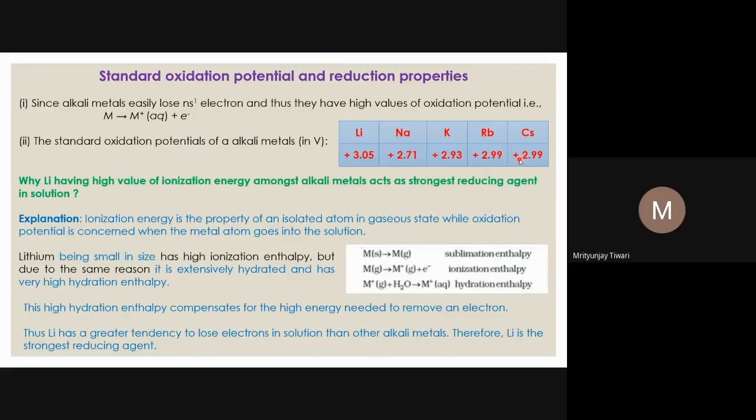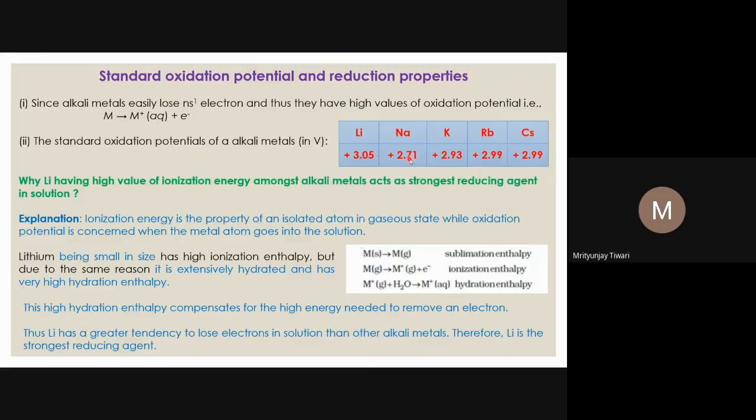So there is one tendency, that is the ionization enthalpy. The tendency of these metals to lose or donate electrons increases down the group. However, as the atomic size increases down the group, their ionization enthalpy and hydration enthalpy are also affected, which decrease down the group, as we have seen. So there is a competition between the ionization enthalpy and hydration enthalpy, and based on that we get a certain electrode potential, reported here as experimental values.